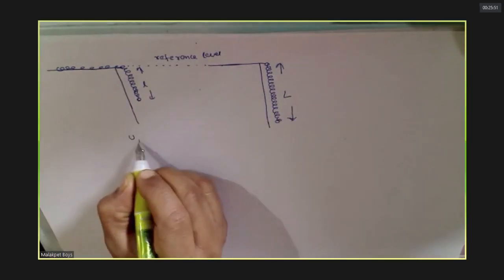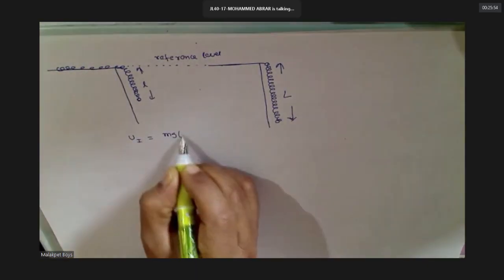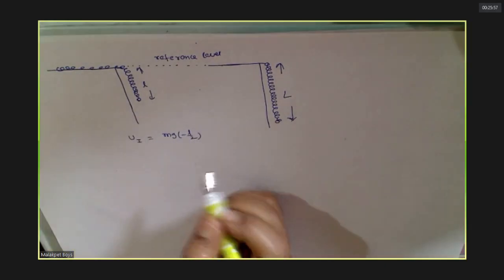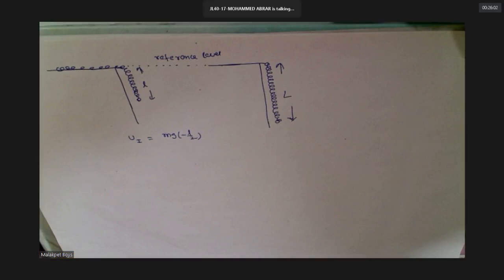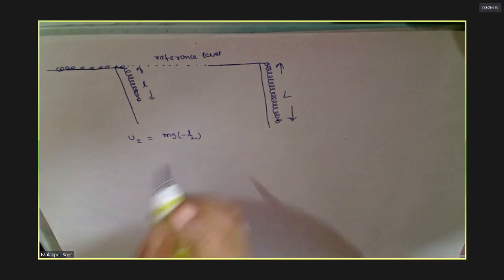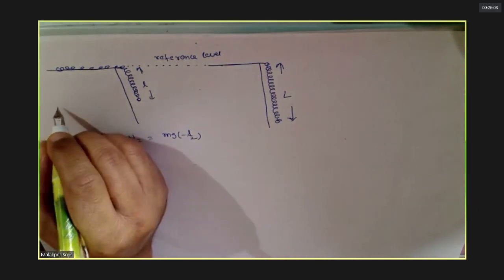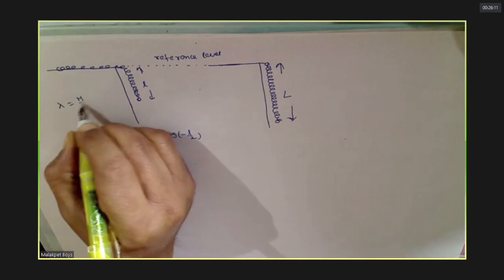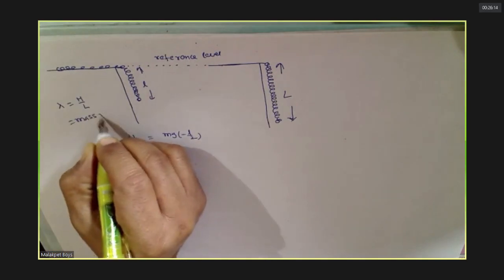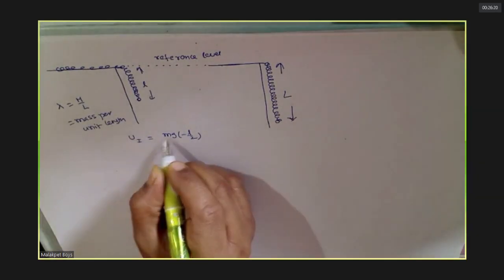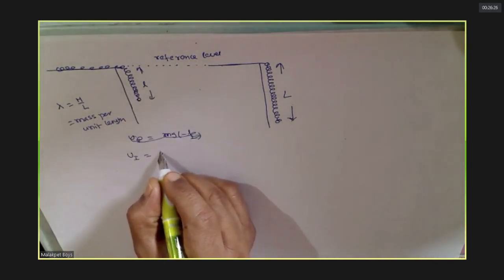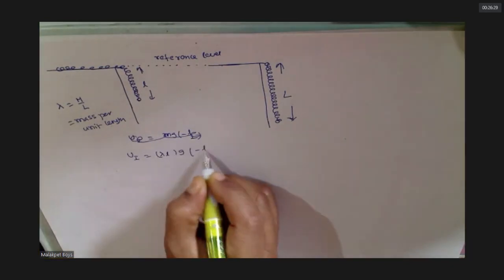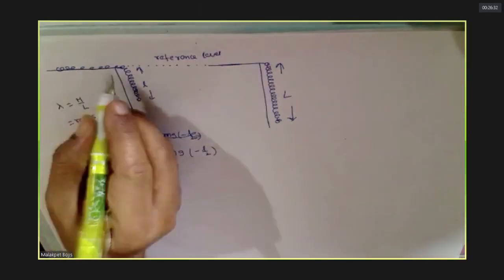What is the initial potential energy? MgL by 2? No, what is M? Let lambda be the mass per unit length. The mass of the hanging part is lambda L by 2, so the potential energy is lambda, L by 2, g, minus L by 4. For the table mass, it will be 0.